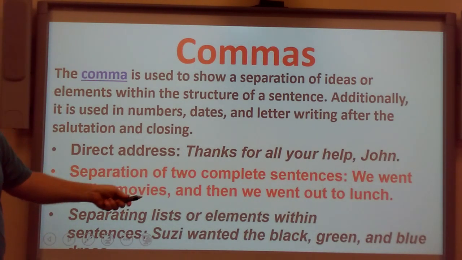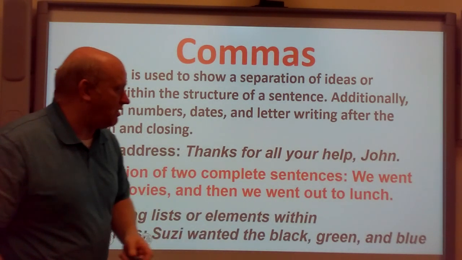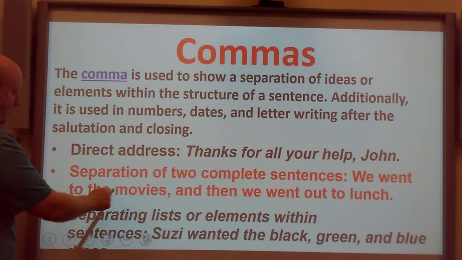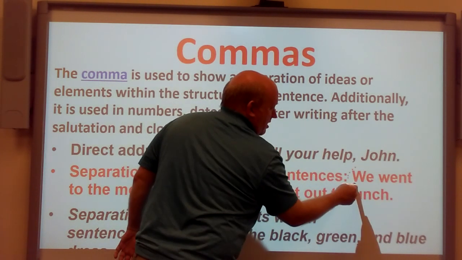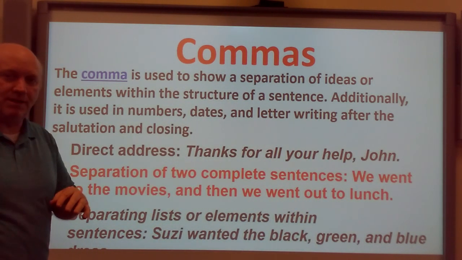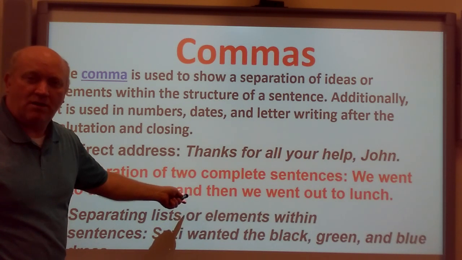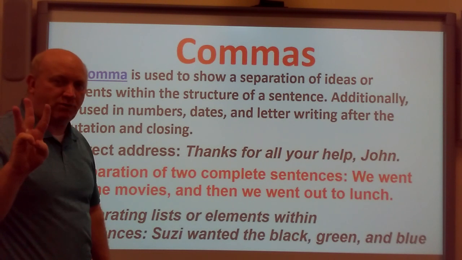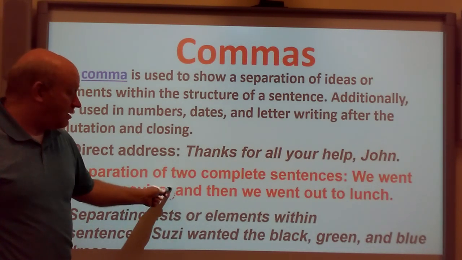Separation of two complete sentences. We went to the movies, comma, and then we went to lunch. In order to have a complete sentence, you have to have a subject and a verb. You've got to have a subject and verb to make a complete sentence, and it has to be either the word and, but, or. If you have two complete sentences joined with those conjunction words, then you better have a comma.